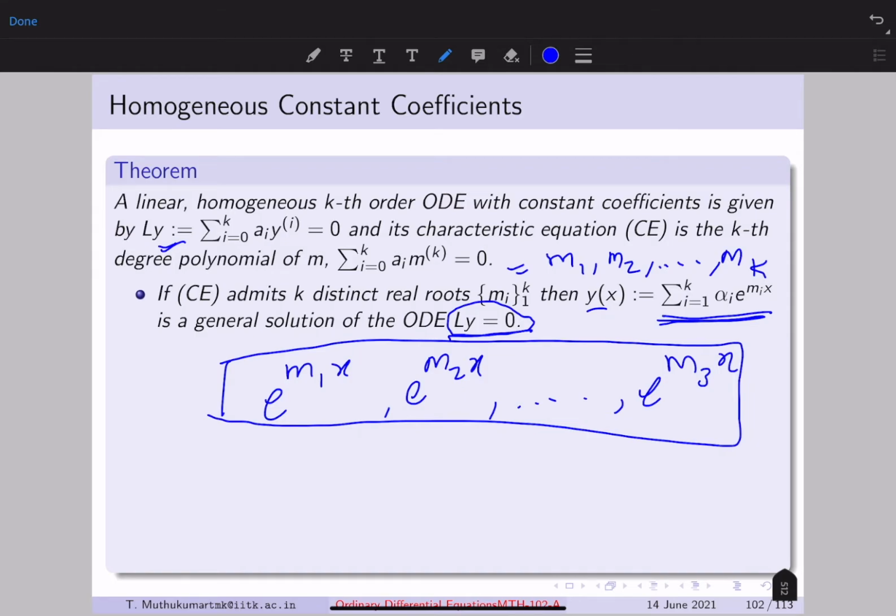Okay, that is what the first statement tells you. This is a case where m1, m2, sorry, mk, they are all distinct in that situation. Okay, we will see how we got this.